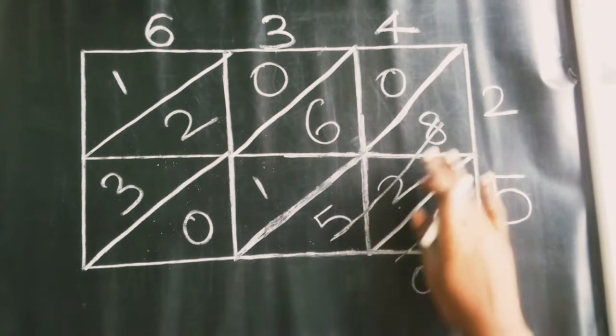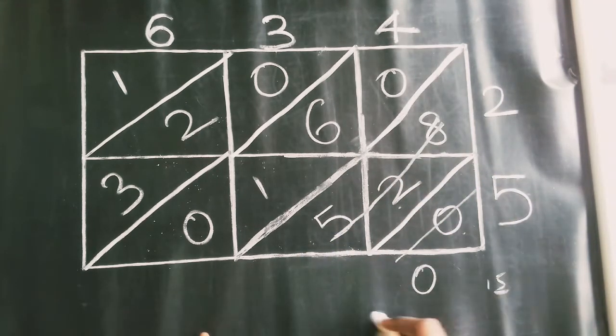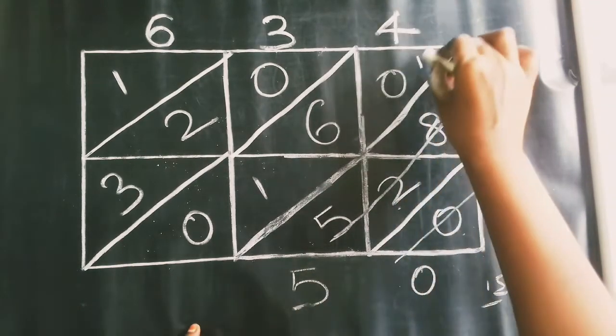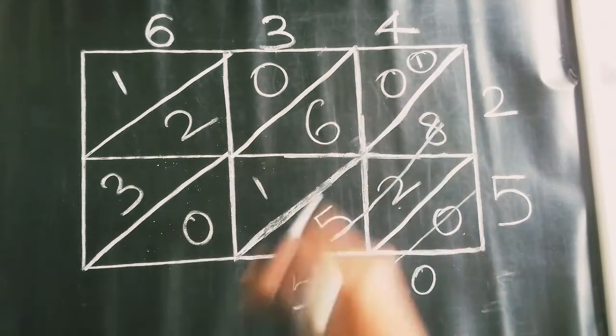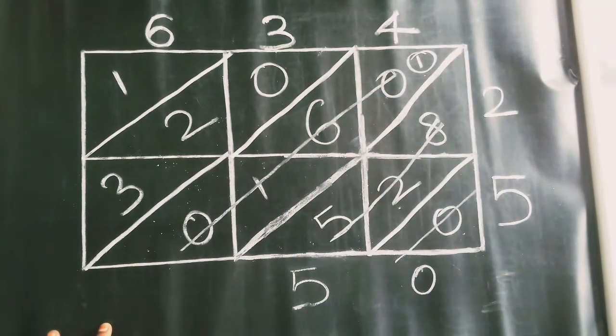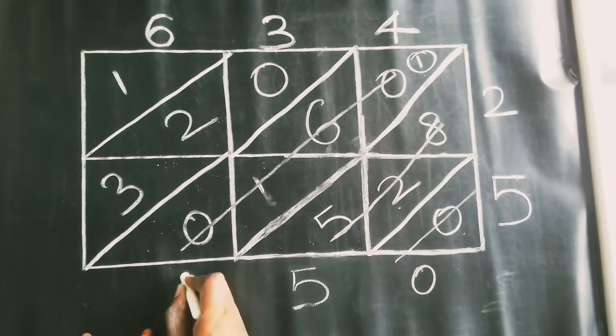When you add these three numbers, 5 plus 2 plus 8, you will get 15. In 15, you should write 5 over here and carry 1 to the next place. We mentioned earlier to add the carry over if any to the next diagonal. So the next diagonal is here. So 1 carry over, 1 plus 6 is 7, 7 plus 1 is 8. So 8.